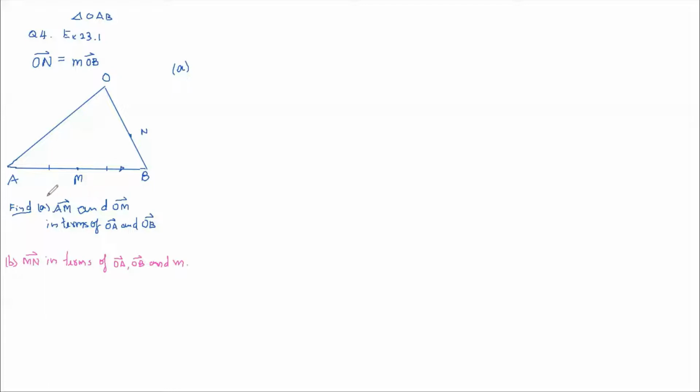We want to find AM. M is the midpoint of AB, so the length of AM equals MB. Since M is a midpoint, the vector AM equals the vector MB, because the lengths are equal and they go in the same direction. From this, we want to find AM in terms of OA and OB.